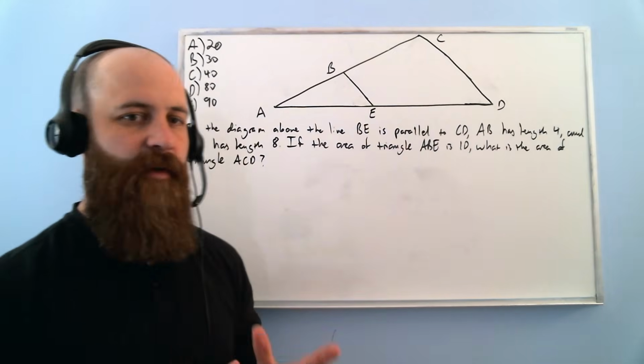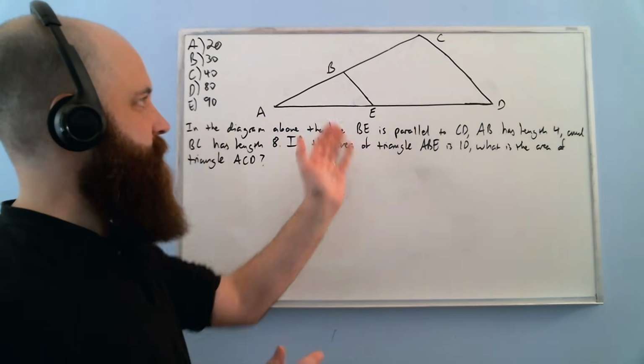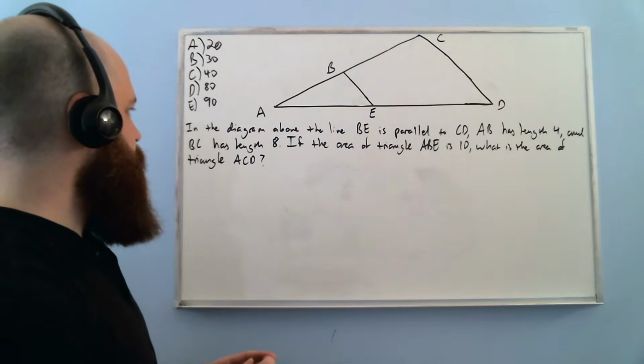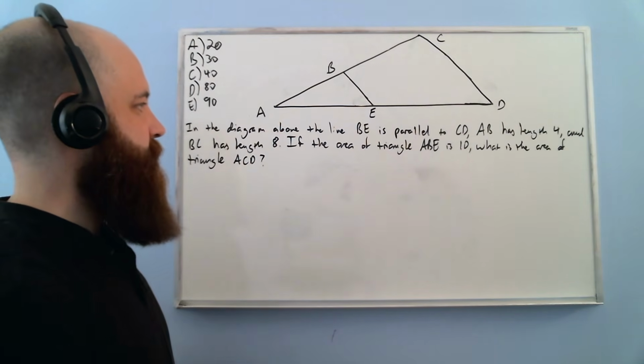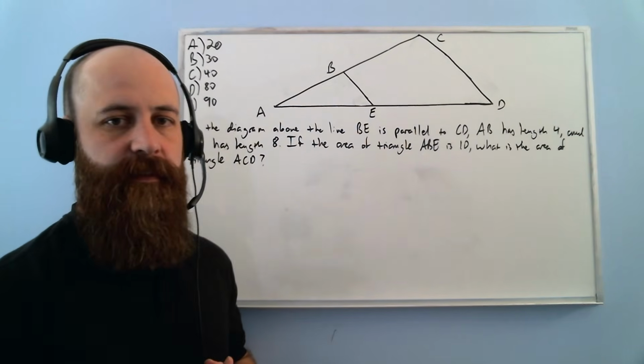All right, I've got a multiple choice question here. In the diagram above, the line BE is parallel to line CD. AB has length 4 and BC has length 8. If the area of triangle ABE is 10, what is the area of triangle ACD?